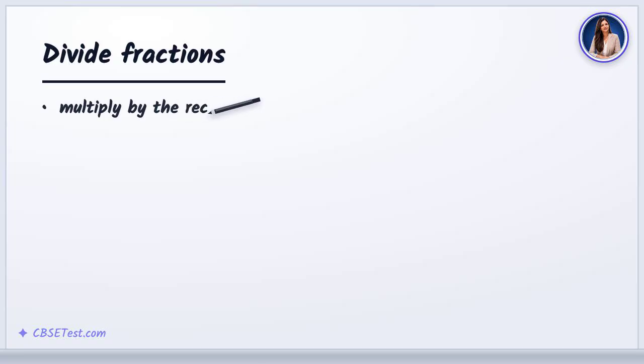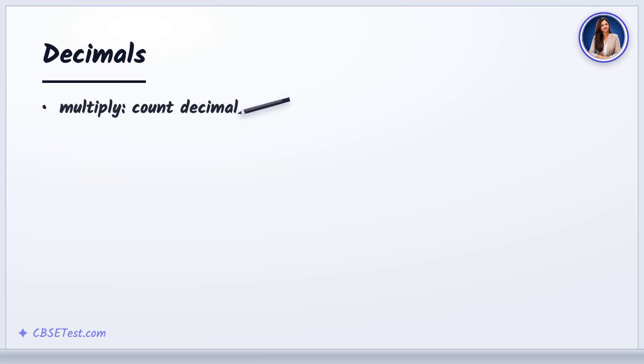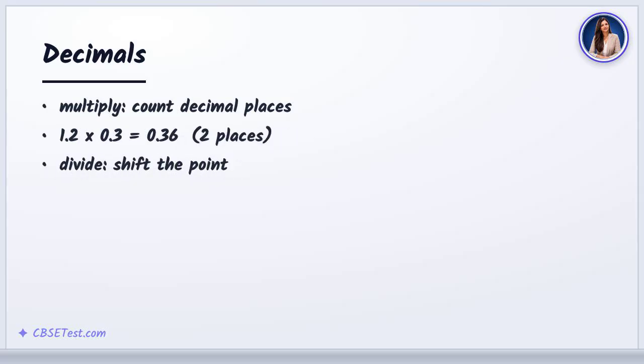To divide by a fraction, flip it to its reciprocal and multiply. Dividing by 3/4 is the same as multiplying by 4/3. For decimals, multiply as whole numbers, then place the point by counting total decimal places. 1.2 times 0.3 has 2 decimal places, giving 0.36.